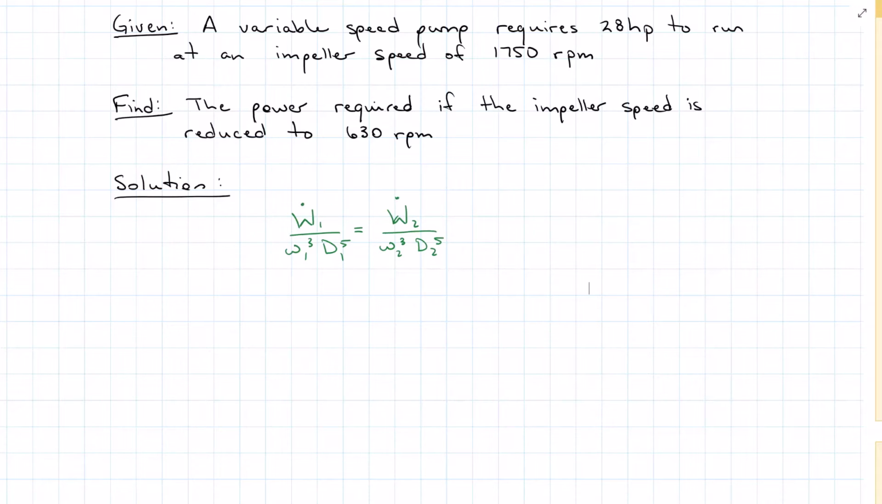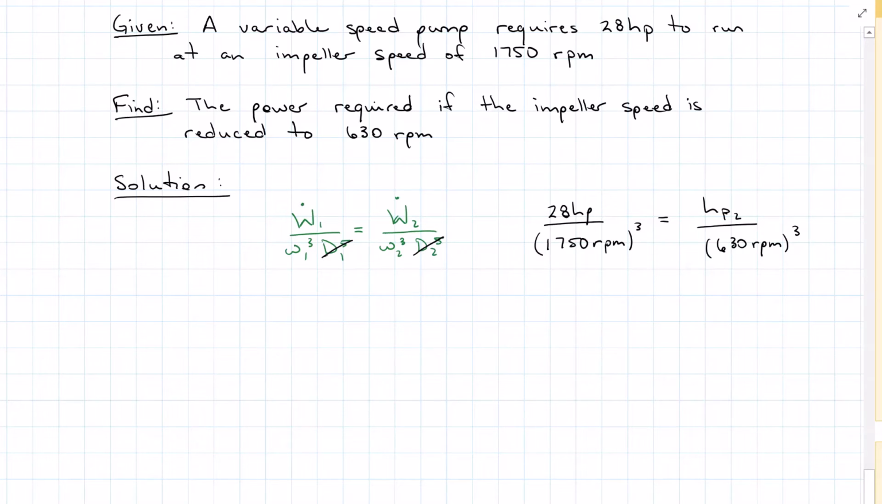Also, this is the same impeller. So that means the diameter remains the same. So these two values are going to divide out. So I will have 28 horsepower over 1750 rotations per minute cubed. And I need to set that to my new horsepower over 630 rotations per minute cubed. And I get my horsepower to be 1.31.